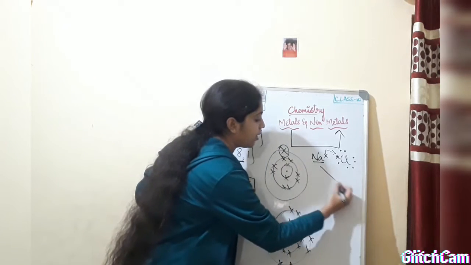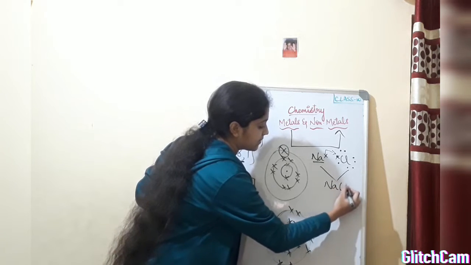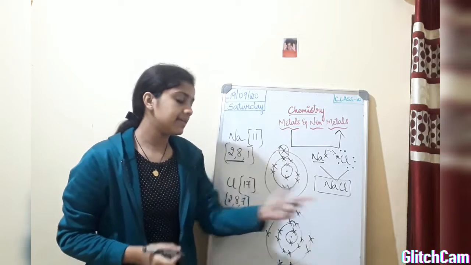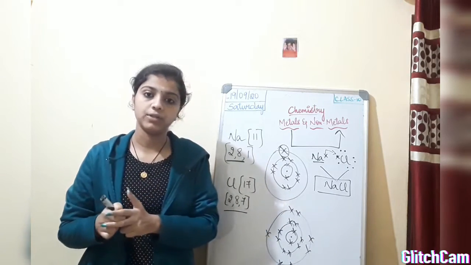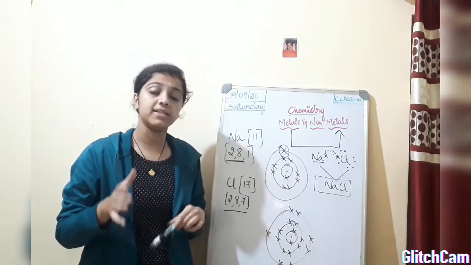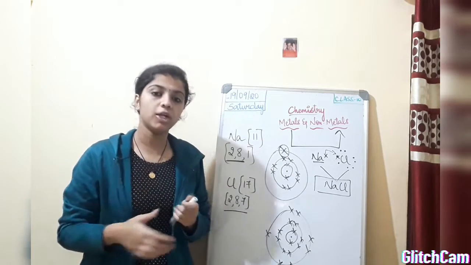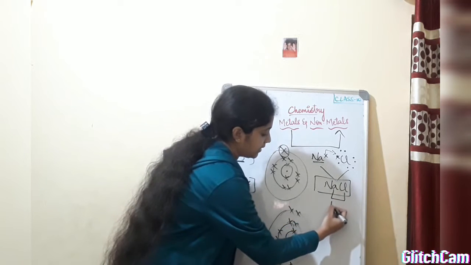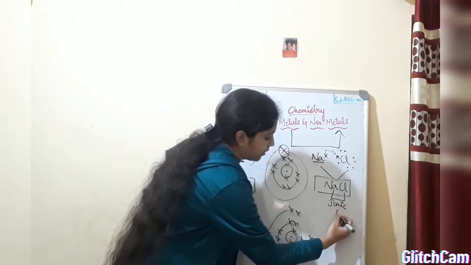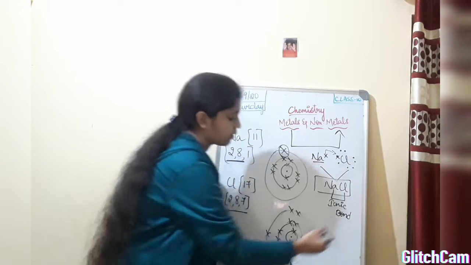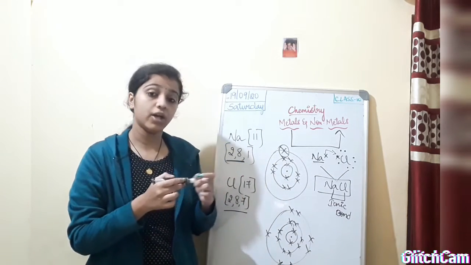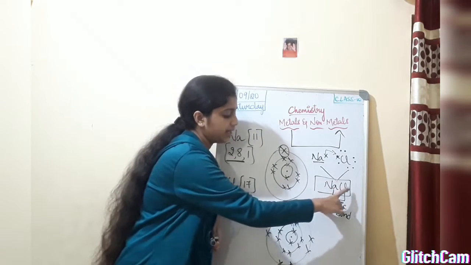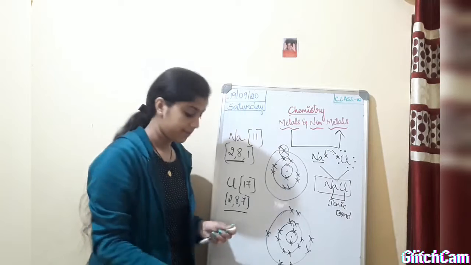So now it forms NaCl. NaCl is an ionic compound. An ionic compound is formed when a metal reacts with a non-metal, and the bond formed between Na and Cl, that is sodium and chlorine, is called the ionic bond.